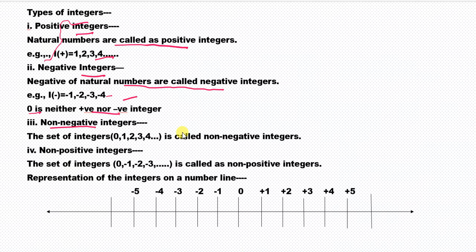Then non-negative integers: the set of integers 0, 1, 2, 3, 4 is called non-negative integers. And non-positive integers: the set of integers 0, -1, -2, -3, and so on infinitely is called non-positive integers. We can represent integers on a number line. As we told you about the number line, 0 is in the middle, towards the right are positive numbers 1, 2, 3, 4 infinitely, and from 0 towards the left are -1, -2, -3, which are negative.